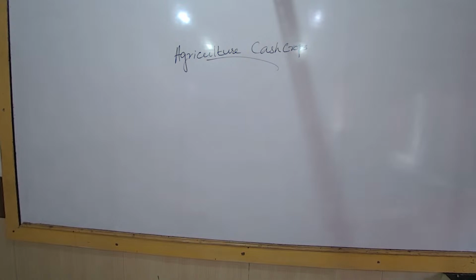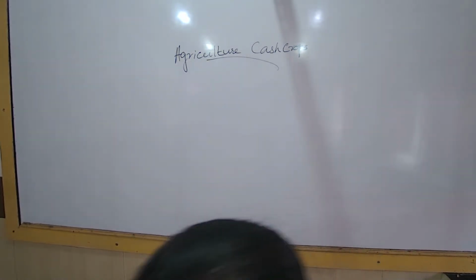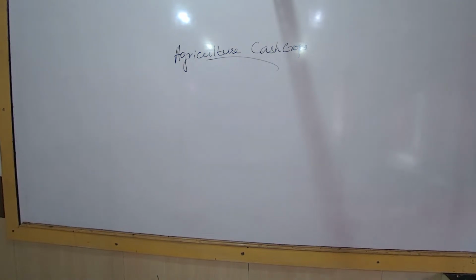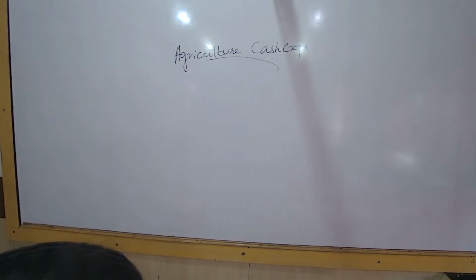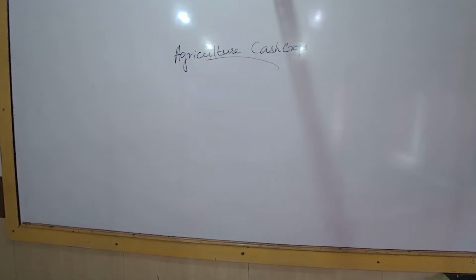So those crops which are primarily produced for selling purposes are called cash crops. That is why the word cash is there. In the first two lessons we studied agriculture: why agriculture is important and the methods of agriculture. And in the next lesson we studied food crops.